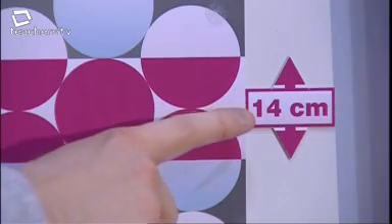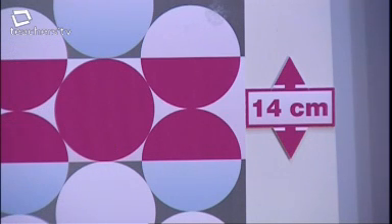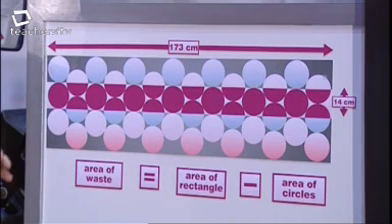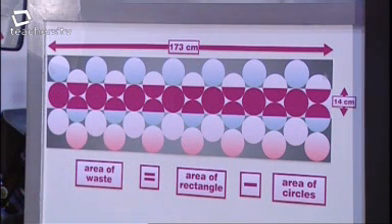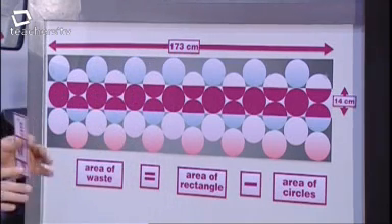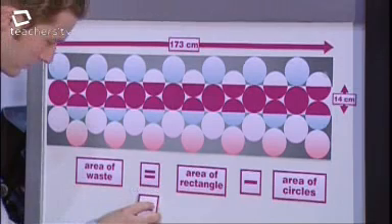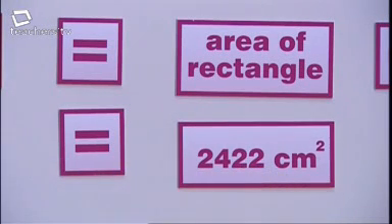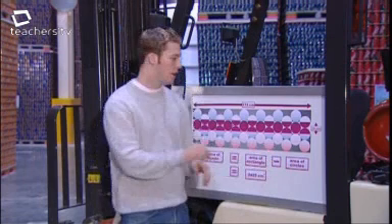And 14 centimetres is also the diameter of each circle. Now, to work out the area of waste, we first need to work out the area of the rectangle before the circles were stamped out. And that's 173 centimetres multiplied by 14, which equals 2,422 square centimetres.